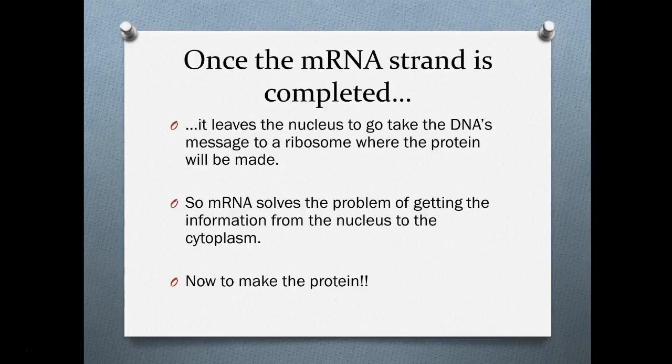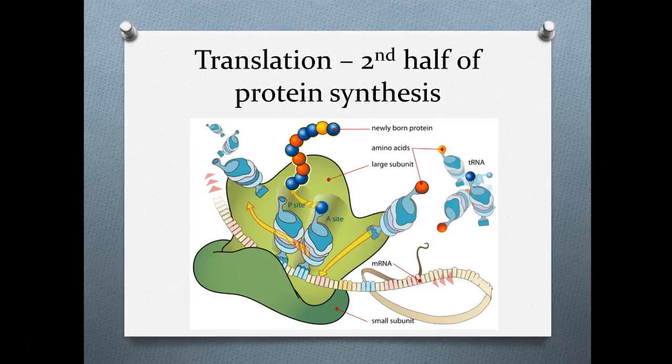So once that mRNA strand has been completed, and again, what it has done is copied the message for how to make one particular protein, it is going to leave the nucleus. It's only a single strand. It's very short, as opposed to the DNA, which is double-stranded and very large. So it's going to go out of a nuclear pore and take that information out into the cytoplasm. Now, of course, once it gets out there, it's going to find the organelle that makes proteins, and that is the ribosomes. And so the second part of protein synthesis, making a protein, is called translation.